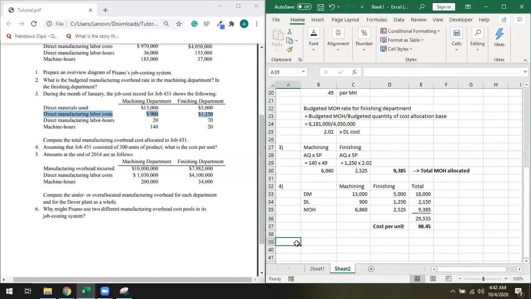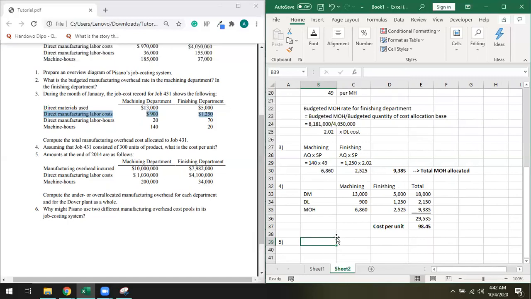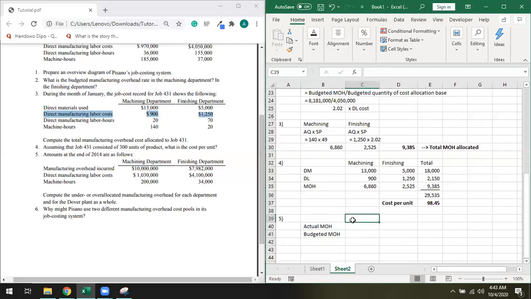Now moving on to number 5. We have to calculate the under or over allocated manufacturing overhead for each department and for Dover plant as a whole. Okay, so in order to compute the under or over allocated manufacturing overhead, we first have to find the actual manufacturing overhead and the budgeted manufacturing overhead. There is the department, machining and finishing.